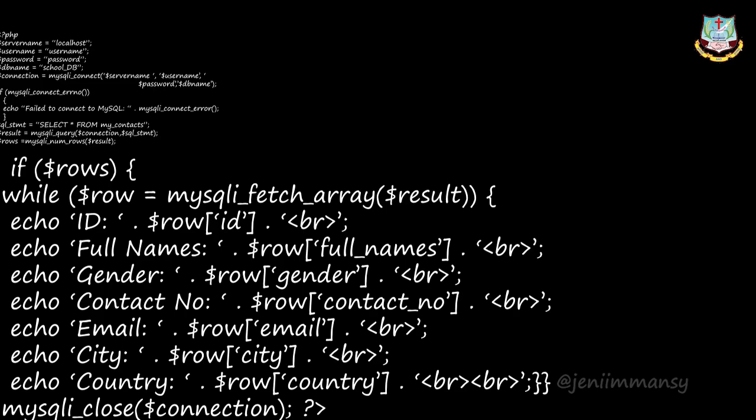City, row for city, break. Country, row for country, break. And here they have given 2 BR, that means 2 breaks. 2 lines, the next 2 lines will be left free.